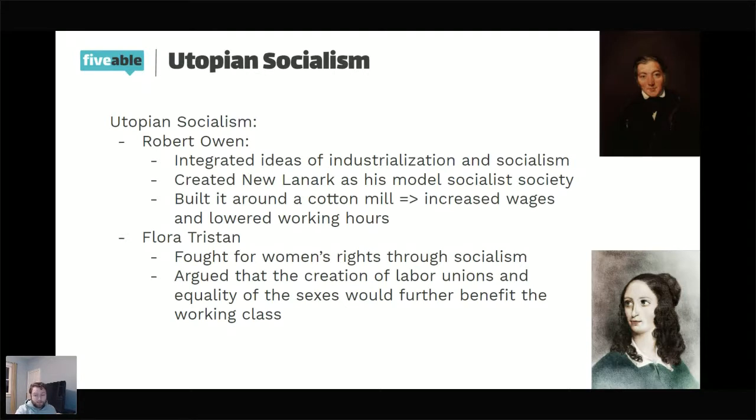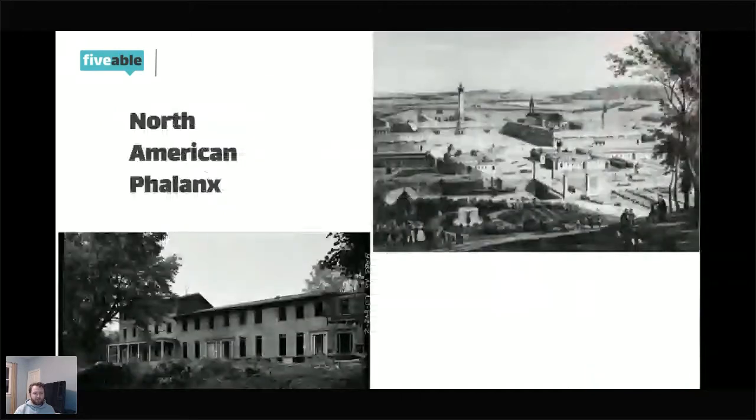But let's look a little bit at what some of these utopian socialist societies actually look like here.